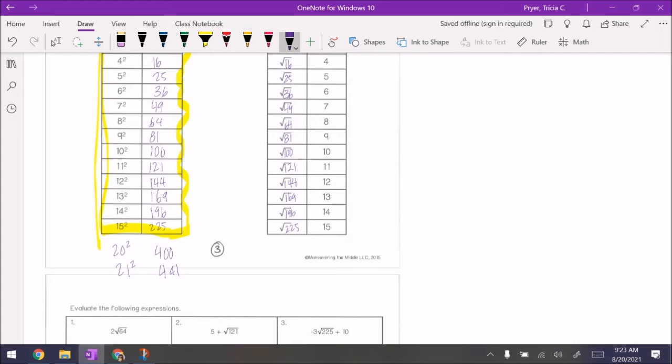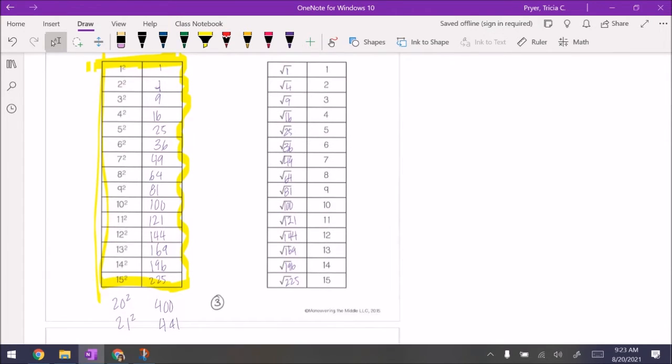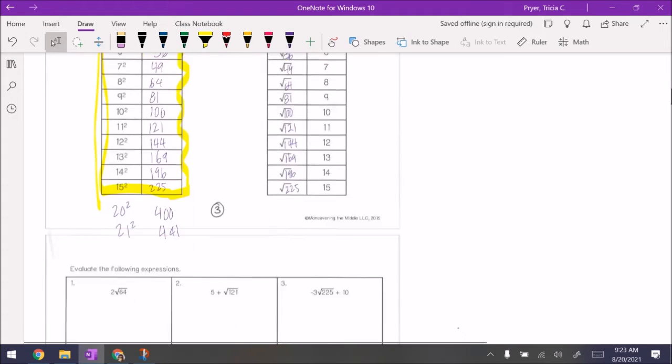196, it's just flipped. 13 and 14. They just flip 169 to 196, the 6th and the 9th flip. And then 15 squared, a lot of people just know. Stop. Okay. So this is what you need to know before your first quiz. Your first quiz is a week from today. It's next Friday. This is definitely going to want to be something that you know for that.